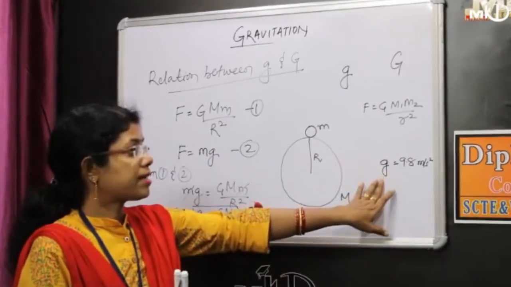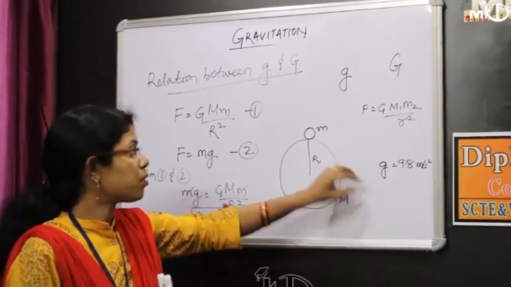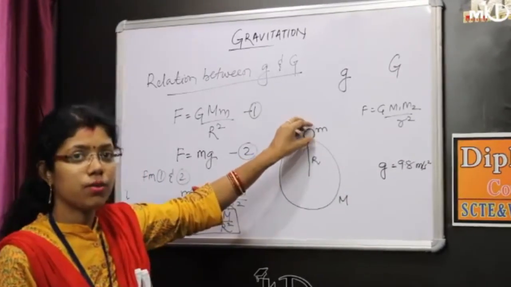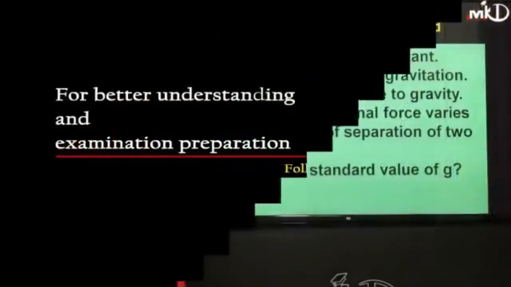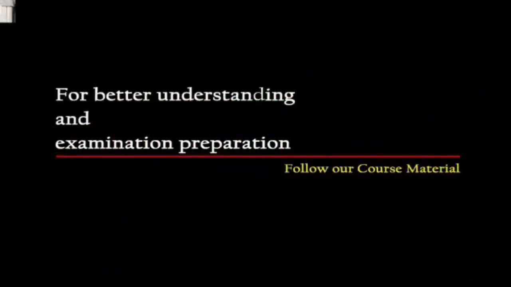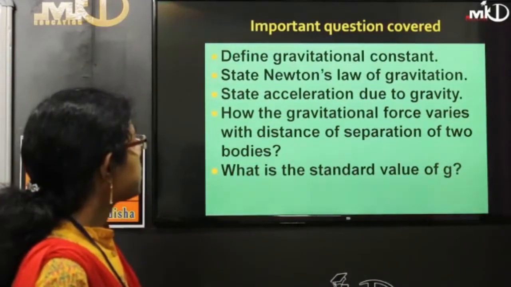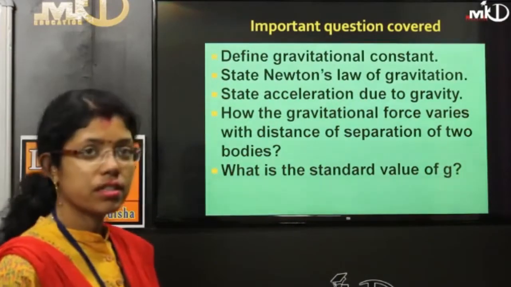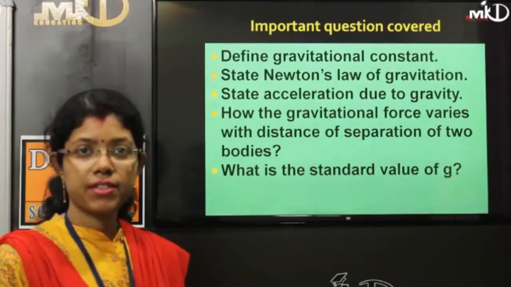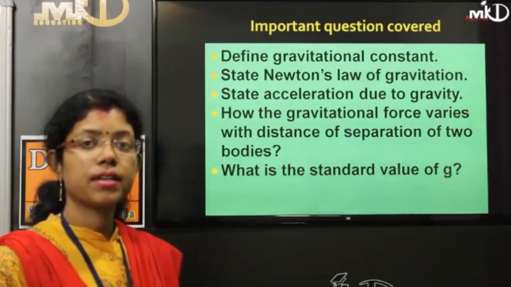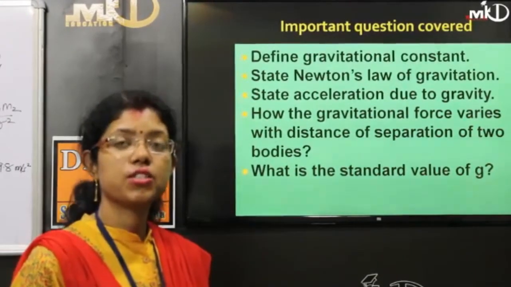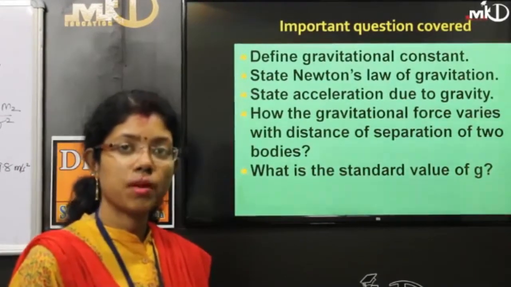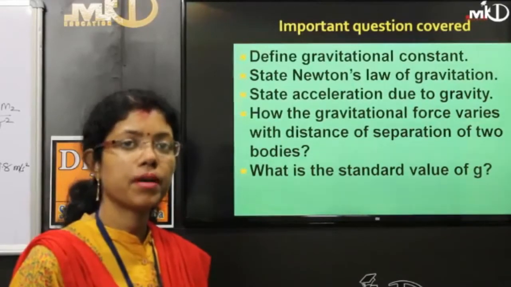The acceleration due to gravity doesn't depend upon the mass of the body placed on the surface of the Earth. So let us discuss questions related to this topic. The first is, define gravitational constant. Already we have discussed this topic. What is the value of gravitational constant? It is G, 6.67 into 10 to the power minus 11 Newton meter square per kg square.